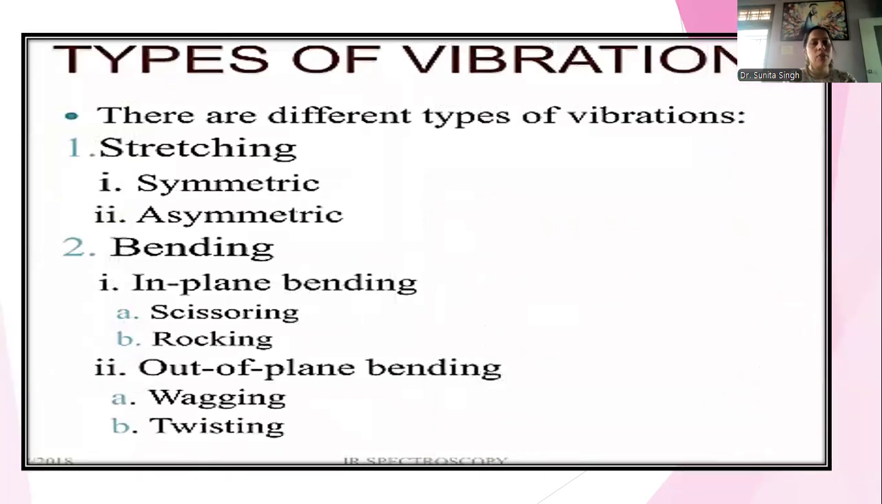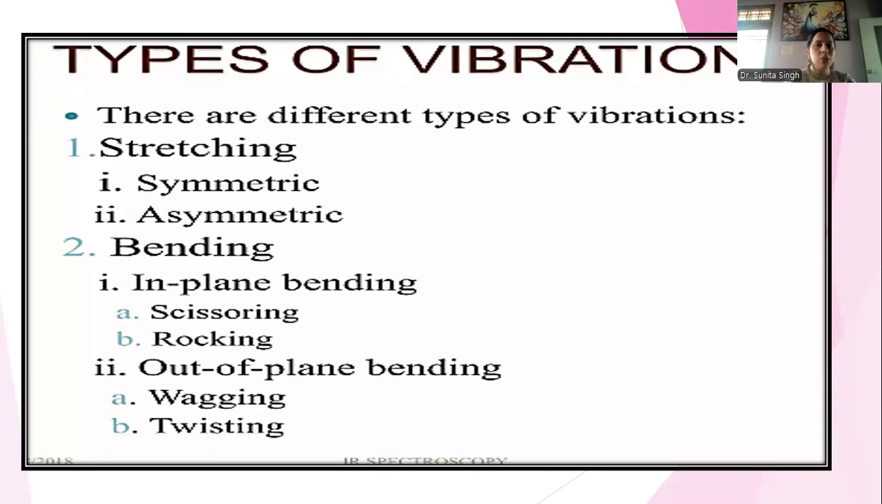There are different types of vibrations which are found in a compound. They are basically divided into two types, which are further divided into various classes. Stretching vibrations are further divided into symmetric and asymmetric. Bending is divided into in-plane bending and out-of-plane bending. In-plane bending includes scissoring and rocking. Out-of-plane bending contains wagging and twisting.